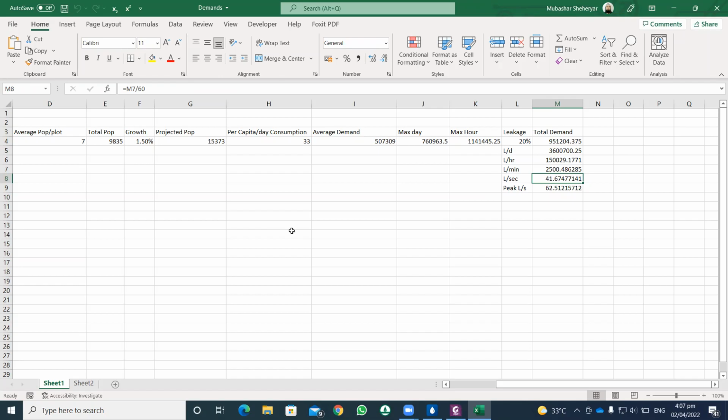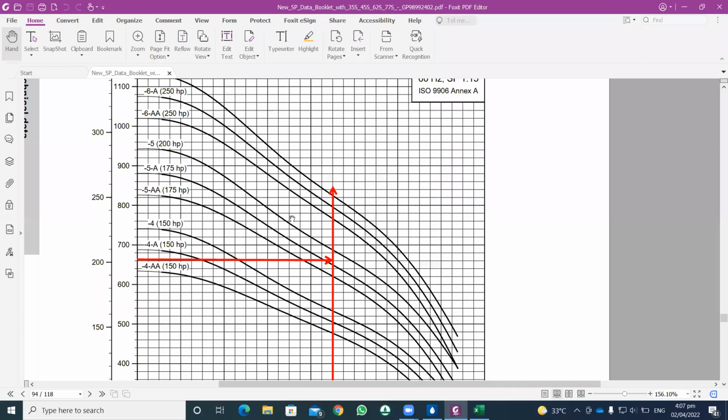So what I did, I just copied this value and pasted it in the pump definition. I will show you there. And based on that value, I selected this pump.